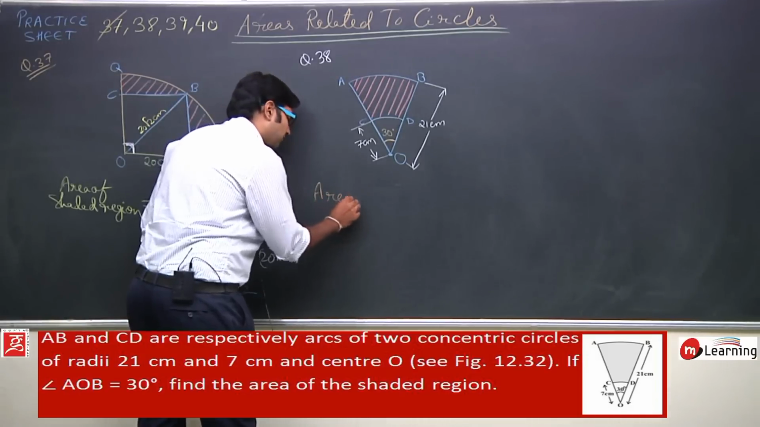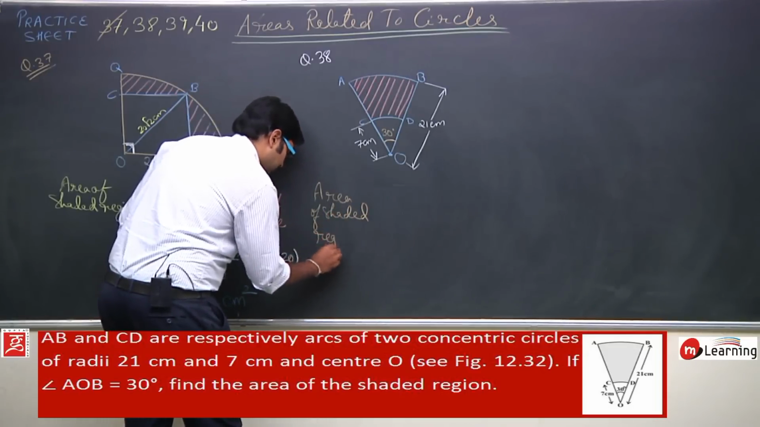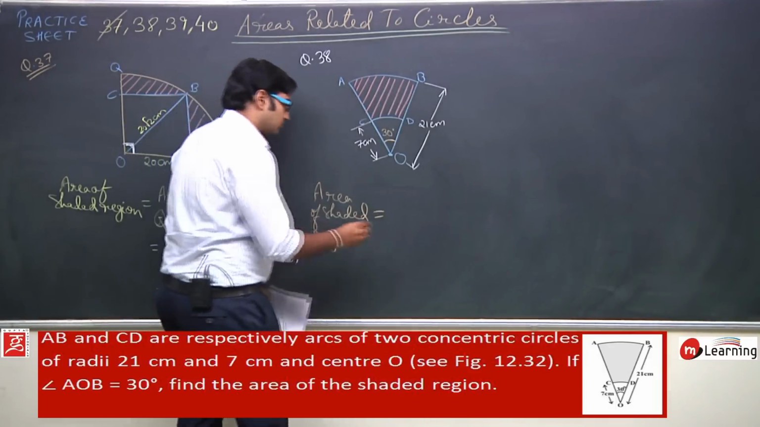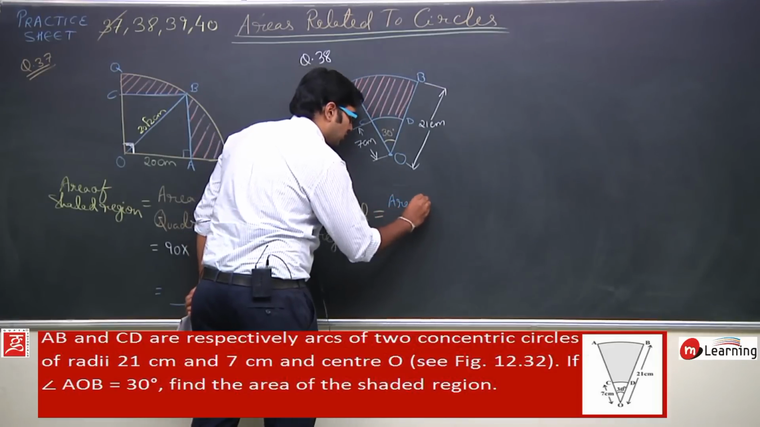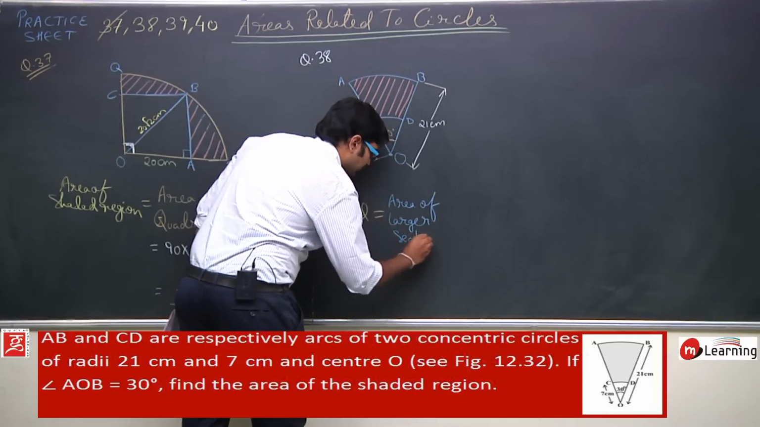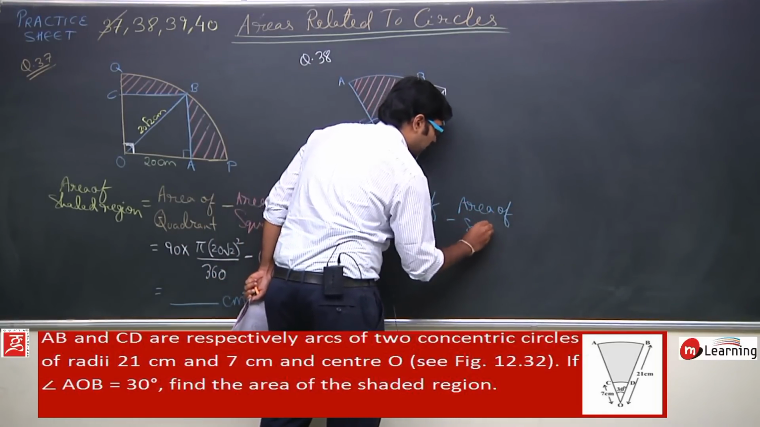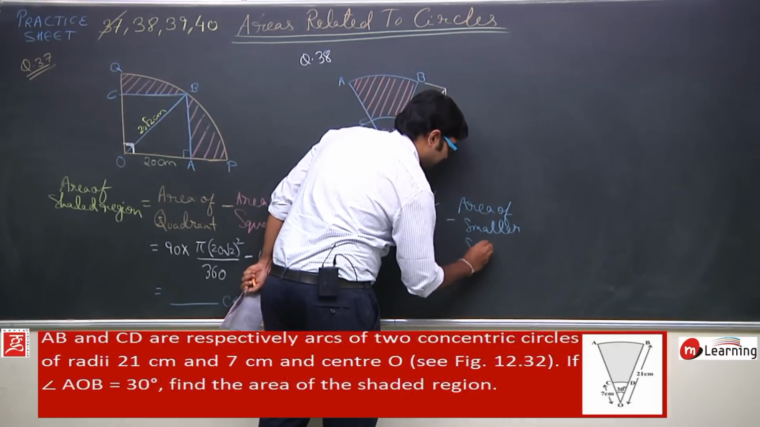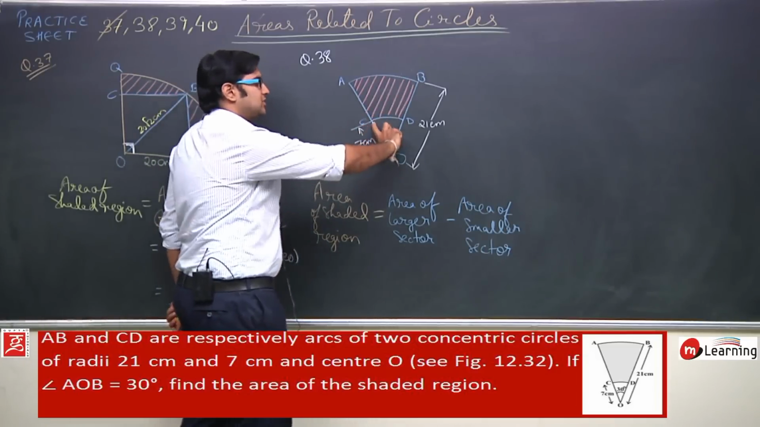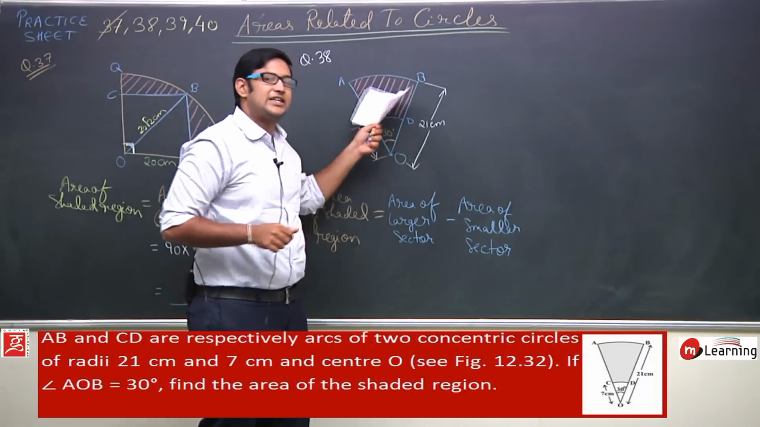So area of shaded region is equal to area of larger sector minus area of smaller sector. If I subtract this smaller sector from this larger sector, I will get the area of this shaded portion.